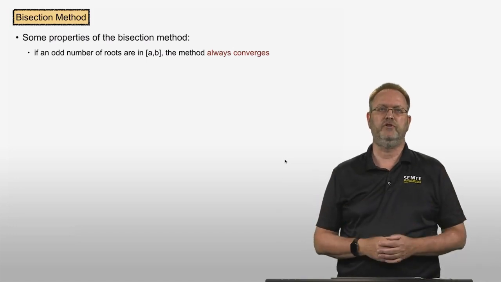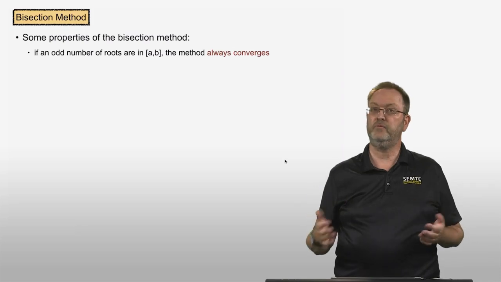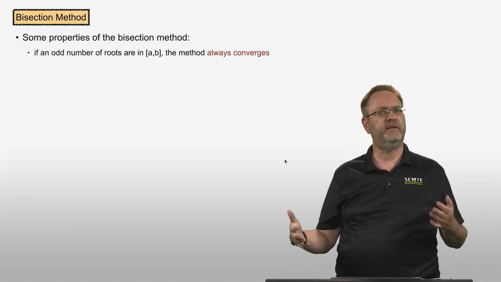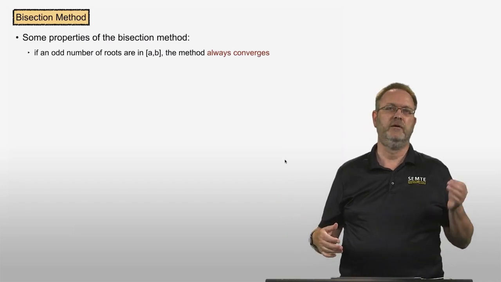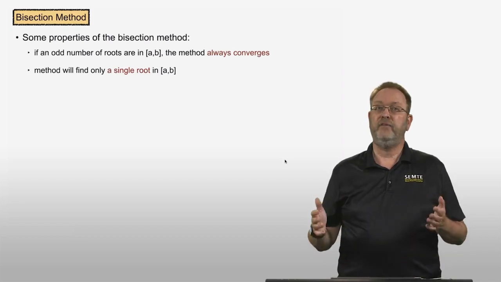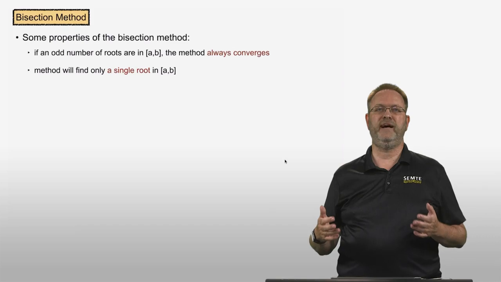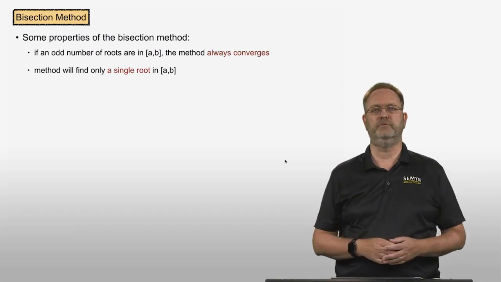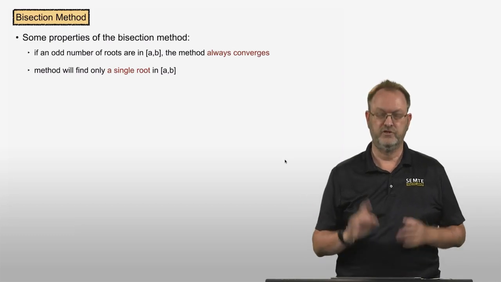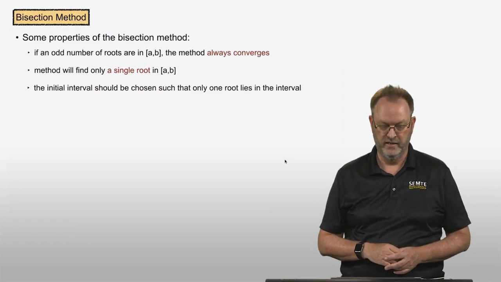If an odd number of roots exists in the interval, then this method will always converge. Why an odd number? Because that guarantees that there is a sign change between f of a and f of b. However, if there are multiple roots in the interval, then this method will find only a single root because it cannot detect an even number of roots. So we will always find only a single root in the interval.